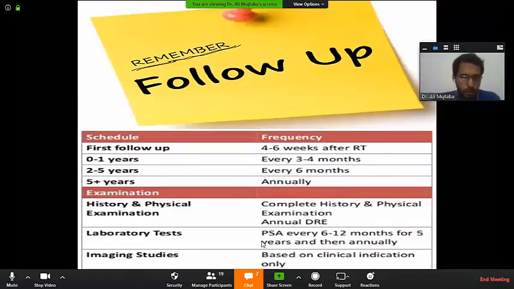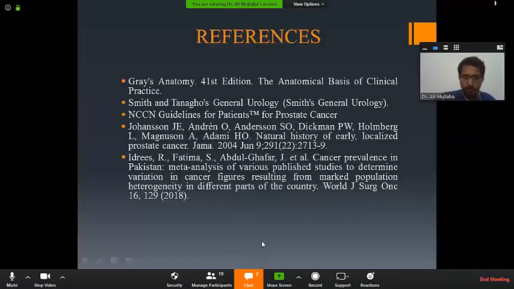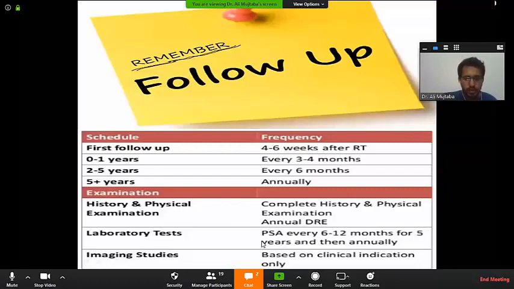Now, our plan includes schedule and frequency. The first follow-up begins about 6 weeks after treatment. In the first year, there will be 3 to 4 visits. From 2 to 5 years, every 6 months, and after 5 years, it will be annually.